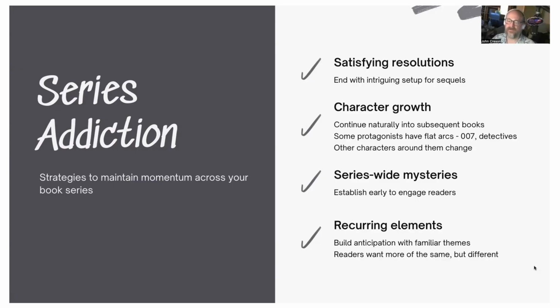Character growth. It says continuing naturally for subsequent books, but some protagonists have flat arcs, like 007 or detective series. Other characters around them change, but your main character has a strong personality and may make micro growth. Like think of Murder, She Wrote, or think of Monk. He doesn't really change, unless it's like a 20-year series finale where suddenly he has emotions or something.